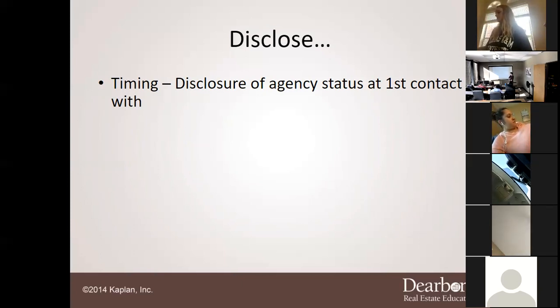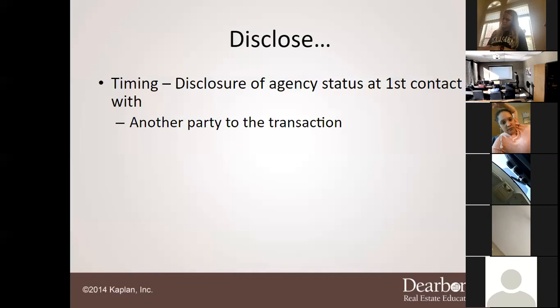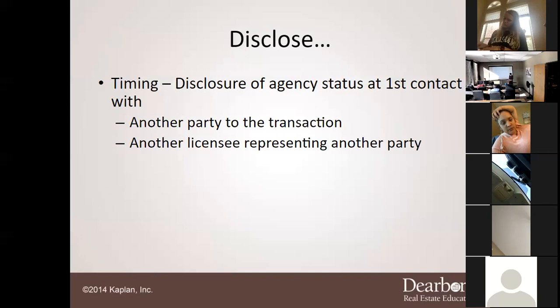So when you disclose agency status, if you go and show a property, you don't necessarily have to say it right at the beginning. But you do need to disclose within the first contact, so within the first substantial dialogue, like I was saying. So disclose to another party in the transaction, to another licensee representing another party.